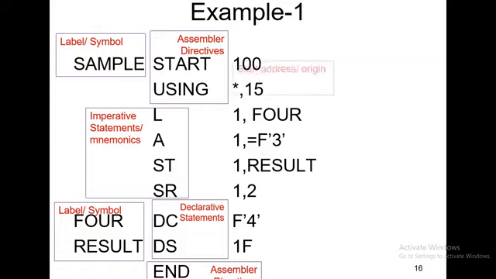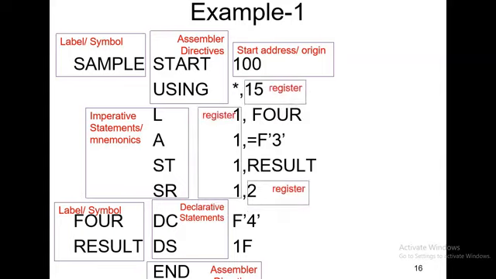And here 100 is nothing but the start address or origin of a program, the location from which the memory is given for the execution of the program. If nothing is given, in that case you can start execution from the 0th location. After that, star is given. What is the meaning of star? Star is nothing but the current address. Now see, 15, 1 and 2 are given. That means these are nothing but the register numbers which we are using for this program.